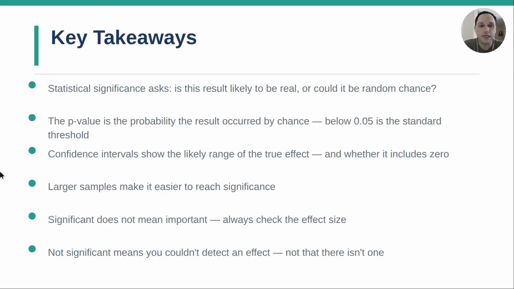Larger samples make it easier to reach significance by reducing random noise. Significant does not mean important. Always check the effect size, because a tiny real difference isn't necessarily worth acting on. And not significant means you couldn't detect an effect, not that the effect doesn't exist. Get these distinctions right, and you'll interpret research results far more accurately than most people do.